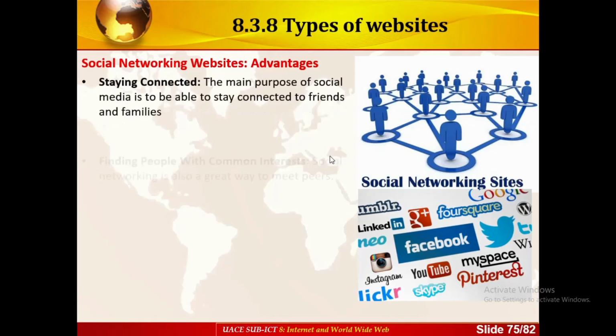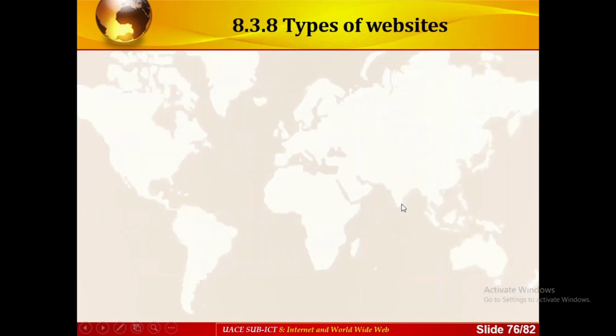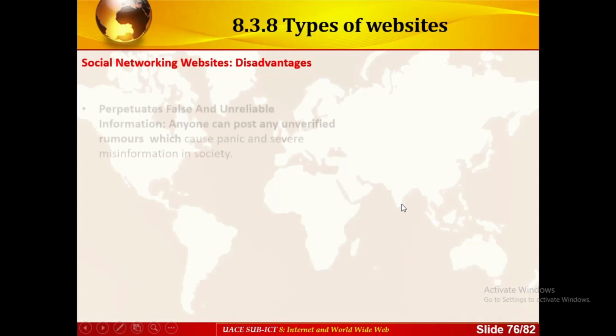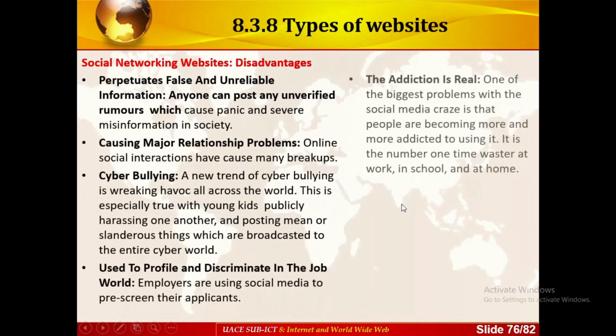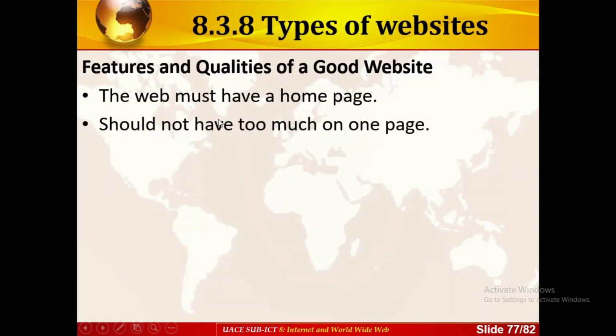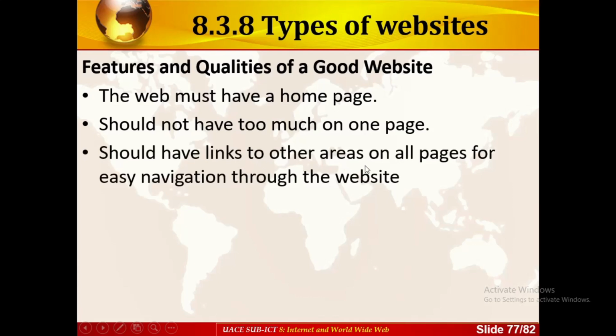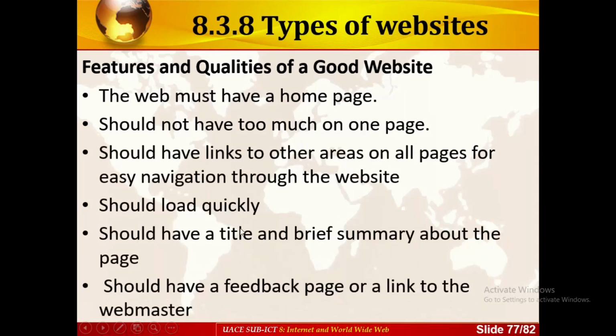As you can see, there are different types of networking websites. Advantages: people network using different networking platforms. There are also disadvantages of websites, of course. Then you can talk about qualities of a good website. It should have a home page, you don't have to put everything on one page. You should have links to other pages. It should load quickly, and should have a title and brief summary.